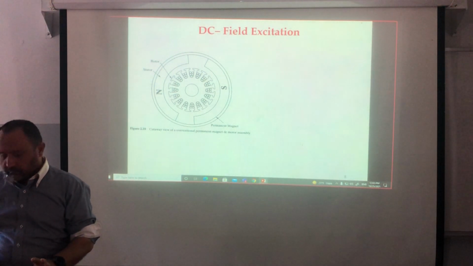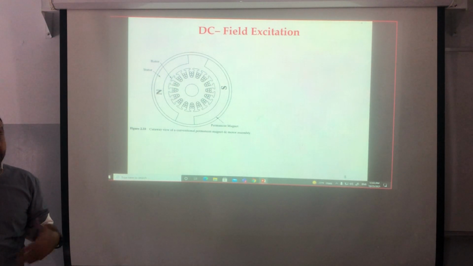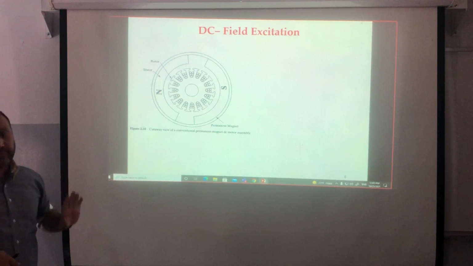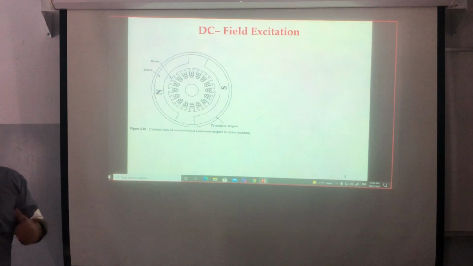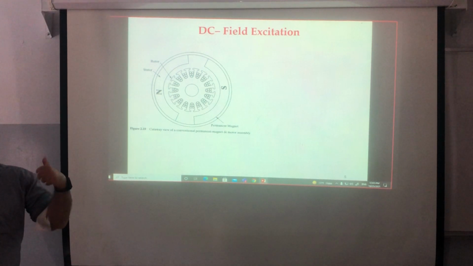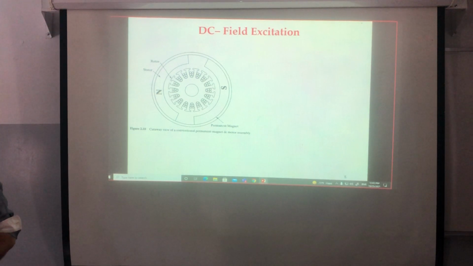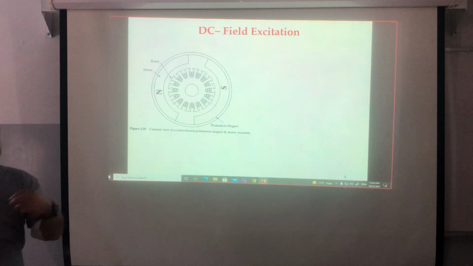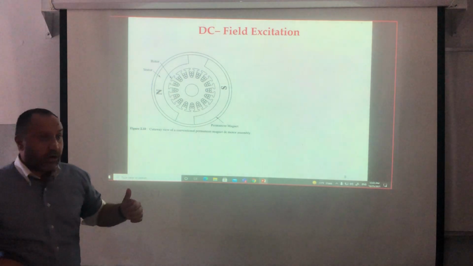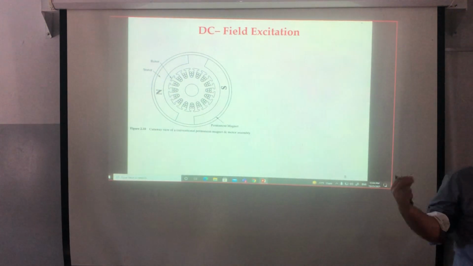Now here I don't have any field winding. Why? Because the field is produced by the permanent magnet. So here I only have what? The rotor. Only the rotor. So the torque speed characteristic of this machine is identical to the separately excited DC machine, except that I cannot control the field. So according to the efficiency, this one has higher efficiency. Why higher efficiency? Less losses.